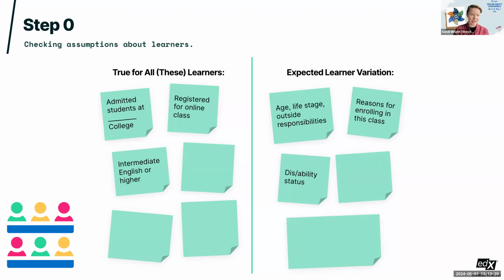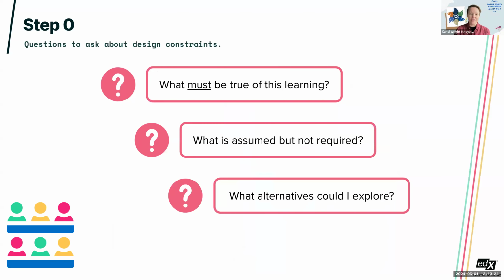Once we've done some thinking about learners, we then also want to tackle, what do I know about this learning experience that I'm creating? And similarly, we can break this down into, what do I definitely know? What has to be true? And then what am I assuming, or maybe using a mental shortcut for, that doesn't actually have to be true as part of the design constraints? And are there alternatives that I could be thinking about?